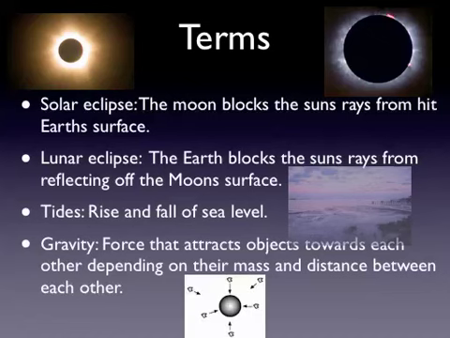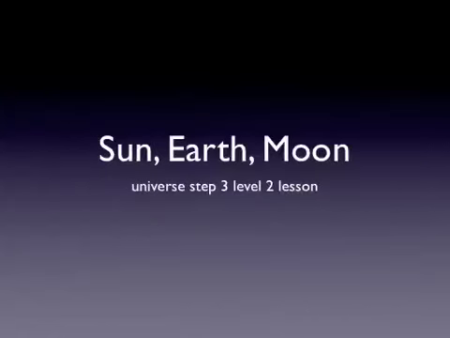And the final image is gravity. And so it's just showing that the smaller objects are attracted to the larger object. It's a lesson over the Sun, Earth, Moon system, Universe, Step 3, Level 2 lesson.